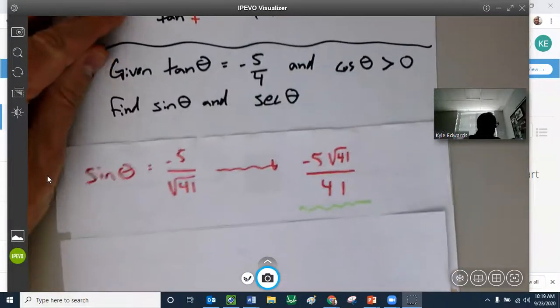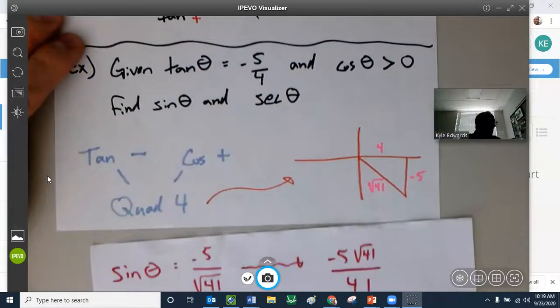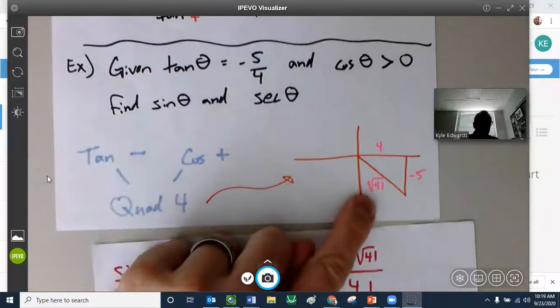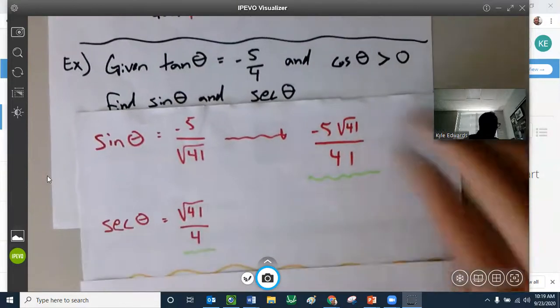To find the secant, be careful here, secant is actually the reciprocal of cosine. So it's not adjacent over hypotenuse, it's hypotenuse over adjacent. Hypotenuse over adjacent, that's going to give me root 41 over 4.